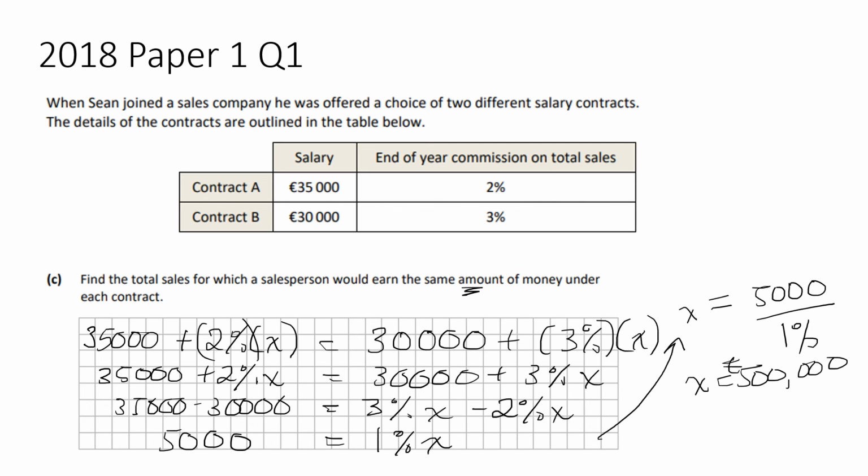So that means in order to make the same amount, they would each have to sell 500,000 worth of goods in order to come out with the same wage. You can check if the 500,000 is right by doing 35,000 plus the 2% on that, and then doing 30,000 plus the 3% on that, and you'll find that it's the same amount. So that is 10 marks for that one.